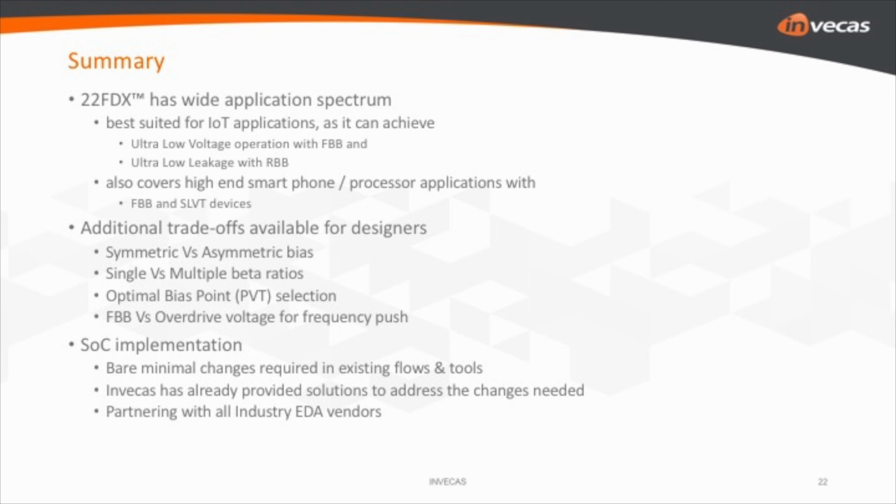There are additional trade-offs available to the designer in terms of symmetric versus asymmetric bias, single versus multiple beta ratios, optimal bias point, that is the PVT selections, and forward body bias versus overdrive voltage for frequency push. This is the on-demand performance, where on application of an overdrive voltage, the device just wakes up, switches really quick, and then goes back to sleep.